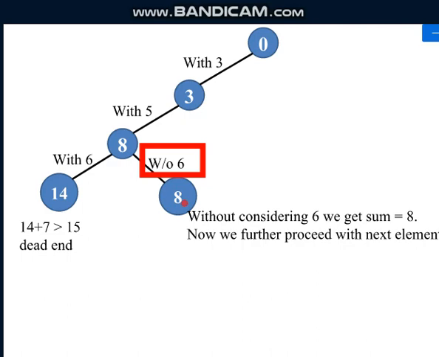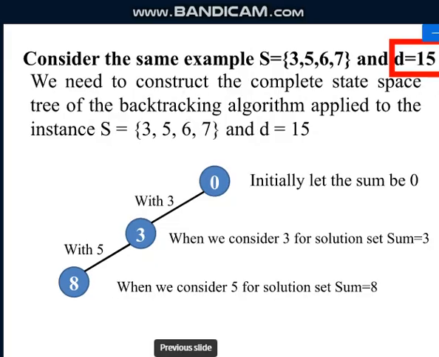Now for this 8, what can be added? The next element after 6 is 7. What did we do now? We considered 3 and 5. When we considered 6, the sum was equal to 14. If I go with the next element, obviously it is greater than 6 because it is in increasing order. So I exclude this 6 and now I'll try with 7.